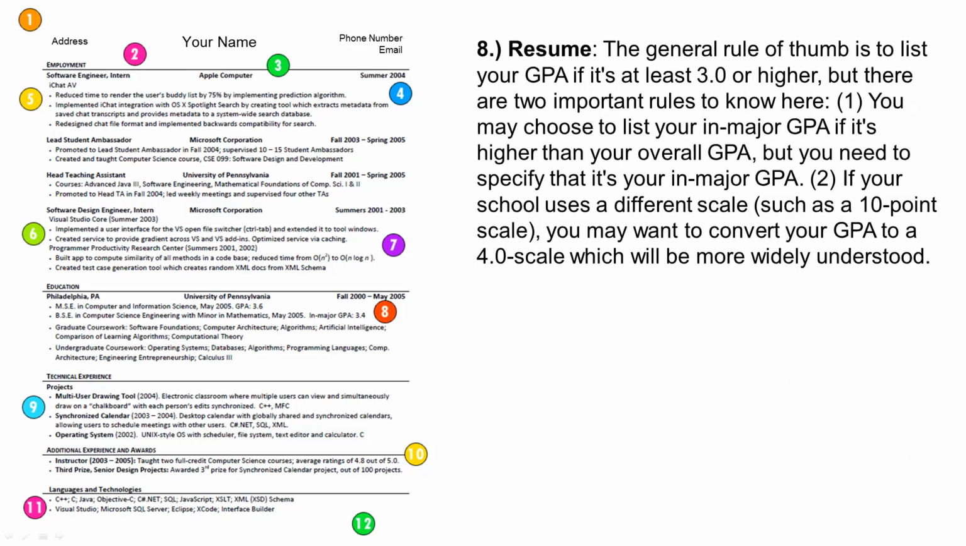Okay, this is more for students, but on number 8, your general rule of thumb is to list your GPA if it's at least 3.0 or higher. But there are 2 important rules to know here. The first one is you may choose to list your in-major GPA if it's higher than your overall GPA, but you need to specify that it's your in-major GPA. Point number 2 here is if your school uses a different scale, such as a 10-point scale, you may want to convert your GPA to a 4.0 scale, which will be more widely understood, especially if you're applying to USA companies.